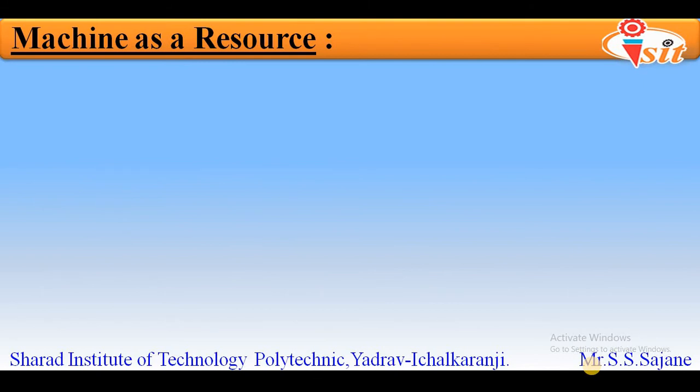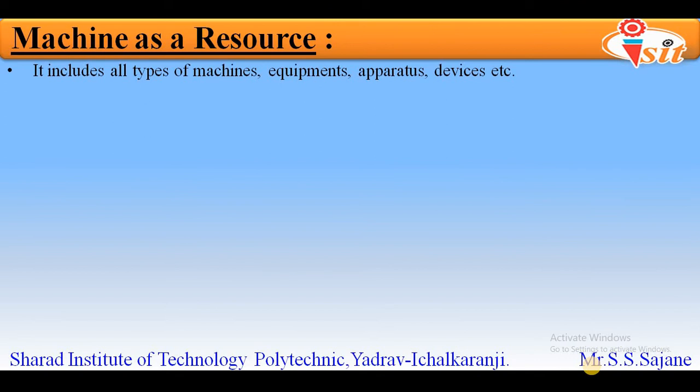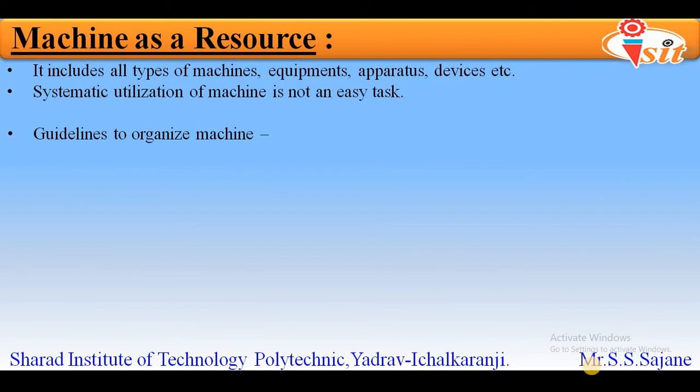After organizing manpower, we will now see organizing machines. Machine as a resource includes all types of machines, equipment, apparatus, devices, etc. The systematic utilization of machines is not an easy task, because for this the supervisor has to know what machines are available on the shop floor, how many machines are under maintenance or how many are broken down, and then he has to decide which machines are to be selected to complete the given task or project. Accordingly he has to select the manpower and allot the machines to that manpower so that the target can be achieved with minimum effort.